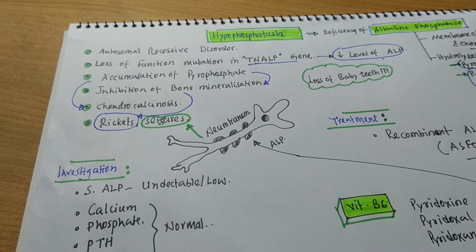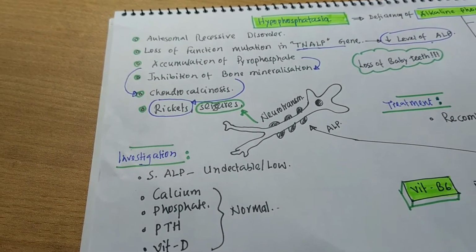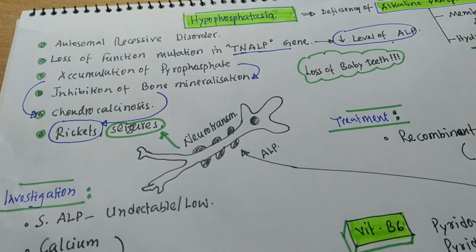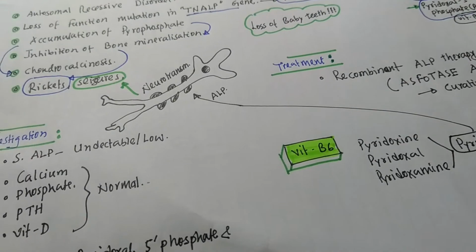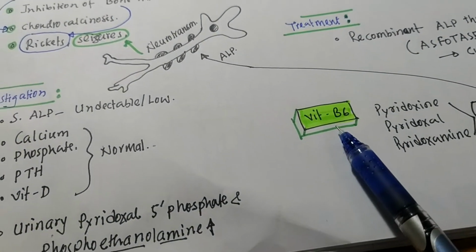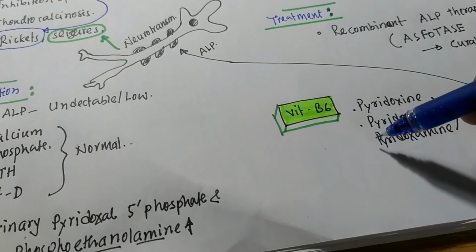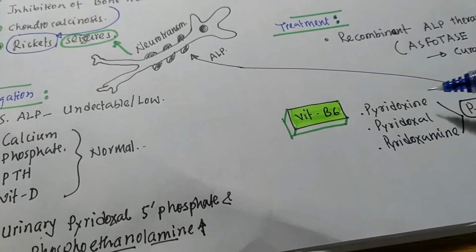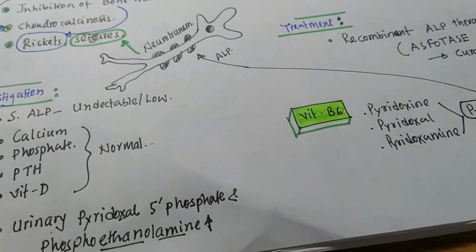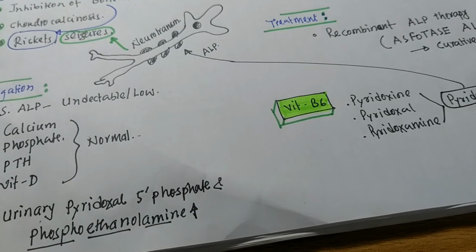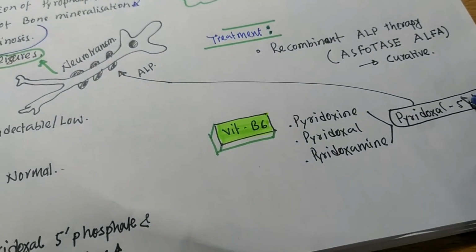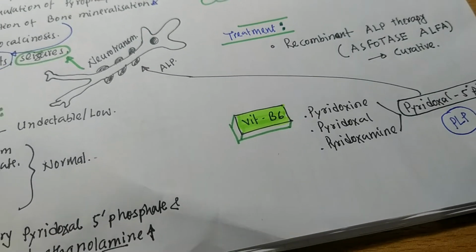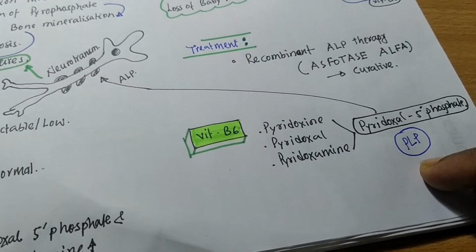Now, how may a patient sometimes present with seizure or convulsion? How? Okay, for that look here at the pyridoxal 5 phosphate. Actually, vitamin B6 is related here. Vitamin B6 has three main forms. Number 1, pyridoxine, number 2, pyridoxal, and number 3, pyridoxamine. All these three are phosphorylated to form pyridoxal 5 phosphate. PLP, this is called PLP, pyridoxal 5 phosphate. This is the phosphorylated form of vitamin B6.